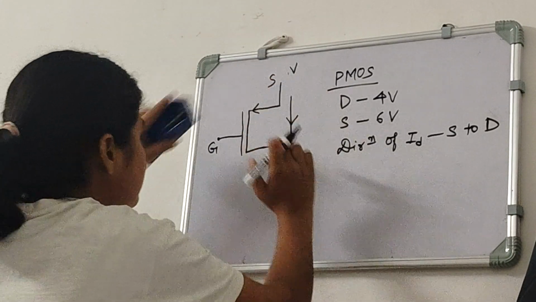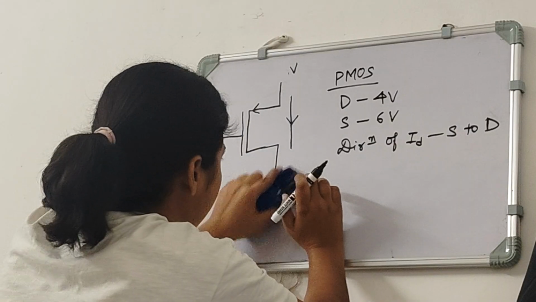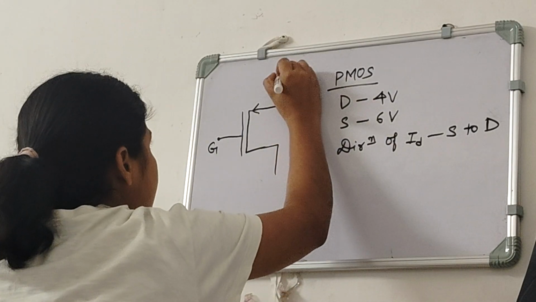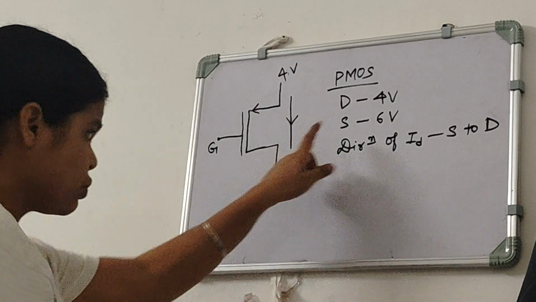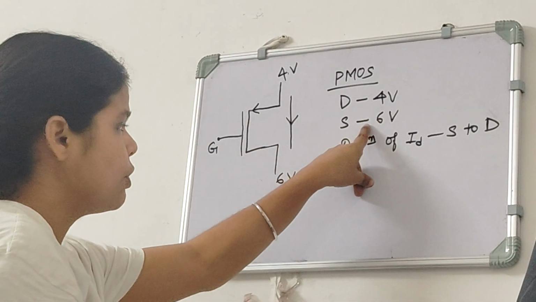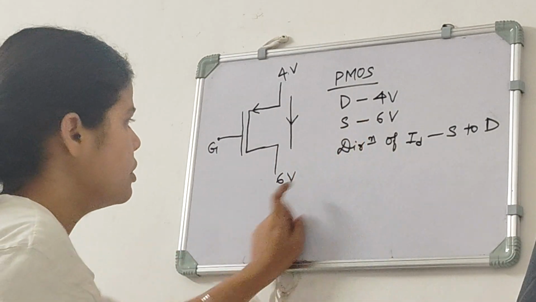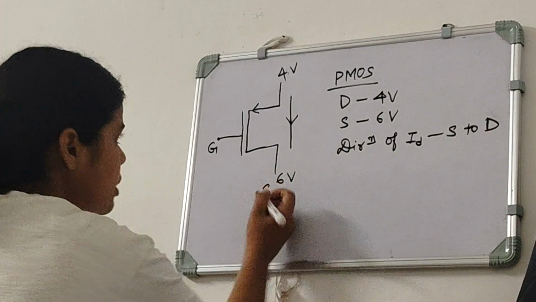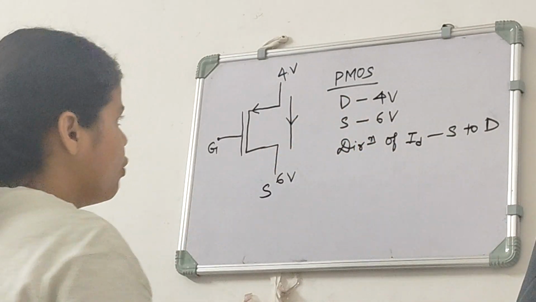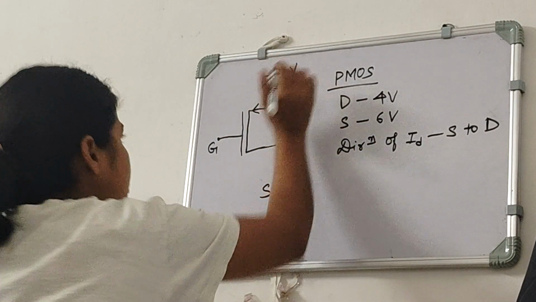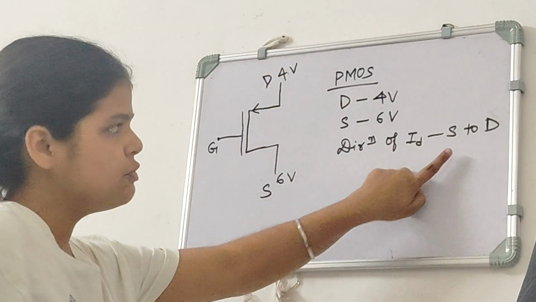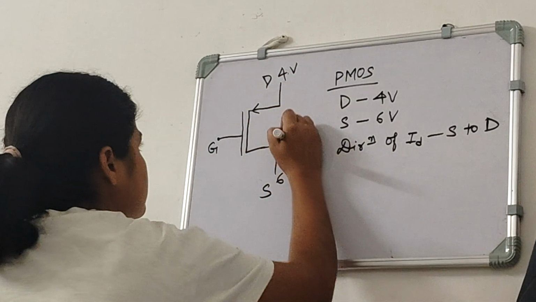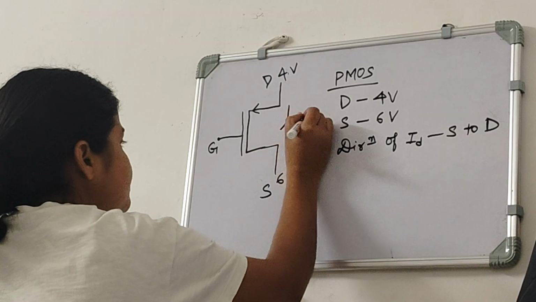And now if we just flip it, like if we write it 4 volt and this to be 6 volt, again our source will be 6 volt because source is at higher potential in PMOS. So this will be the source, and drain will be 4 volt, so this is the drain. And we know the direction of ID in PMOS is from source to drain, so this is the direction of ID here.